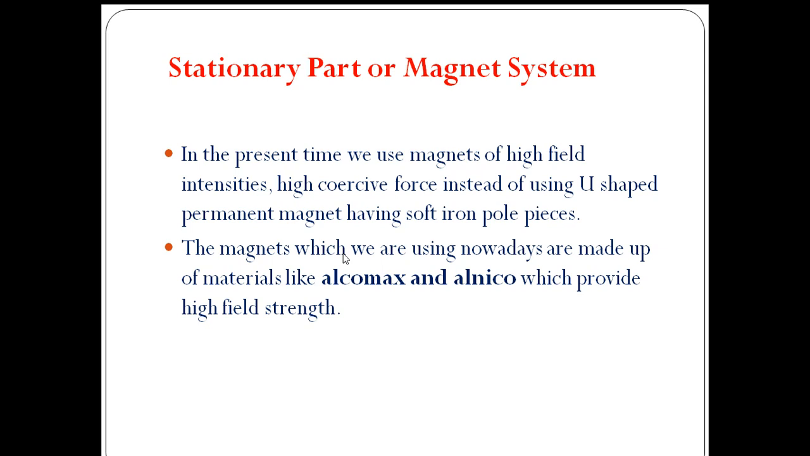high field strength. So, very important, the stationary part or magnet system is made up of permanent magnets, made of a material called Alcomax or Alnico, which has high field strength. The flux density produced will be very high, so that's why it is made up of this material. Very important in competitive exams. They ask questions like: the permanent magnets in moving coil instrument PMMC meter are made up of Alcomax or Alnico.